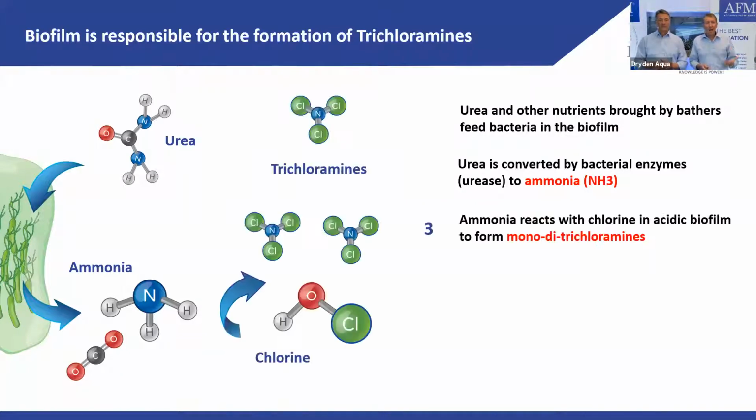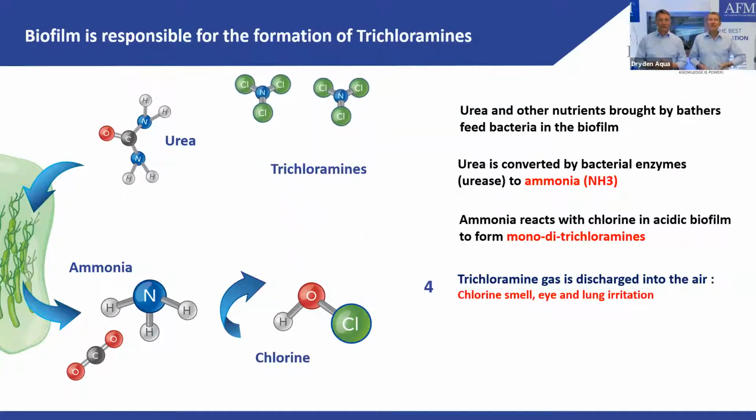Ammonia will react with chlorine and will first form a mono, then a di, and a trichloramine. The trichloramine is what gases out of the water and is responsible for the chlorine smell, eye, and lung irritation. But the important thing is here.